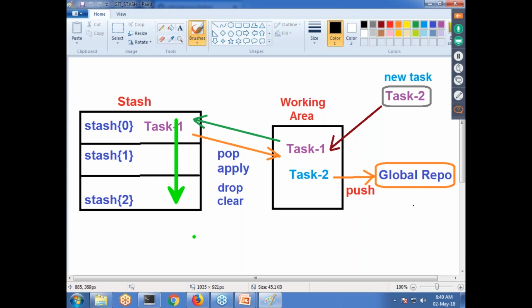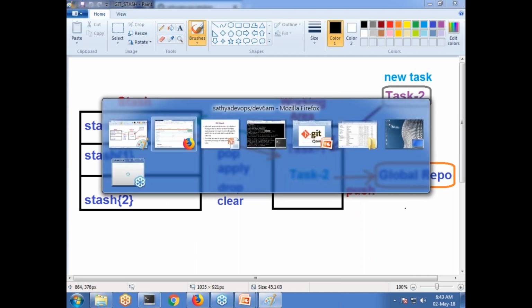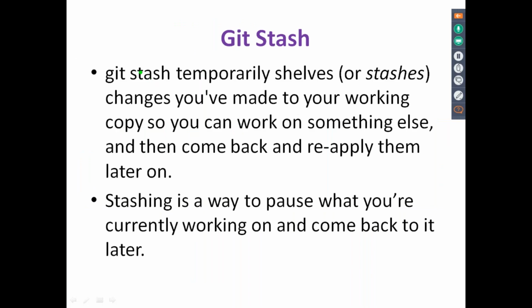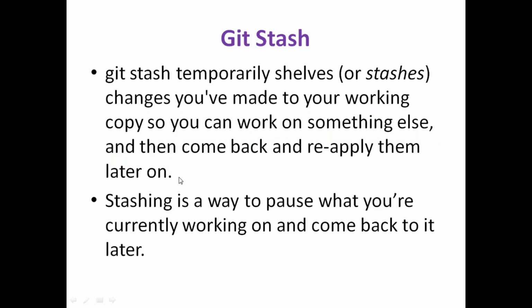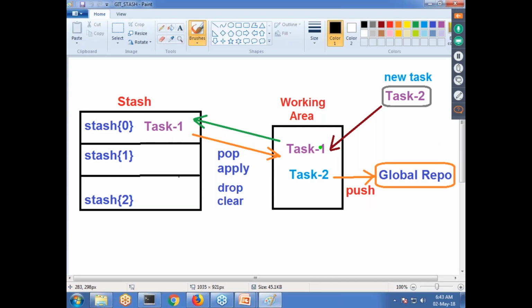Then how to define the stash area? It is one temporary memory area, right? See this text here. Git stash temporarily shelves the changes you have made to your working copy. So whatever changes we made in this working copy, it will simply shelve the changes, and you can work on something else. So in my earlier case, I'm working on task 1, right?